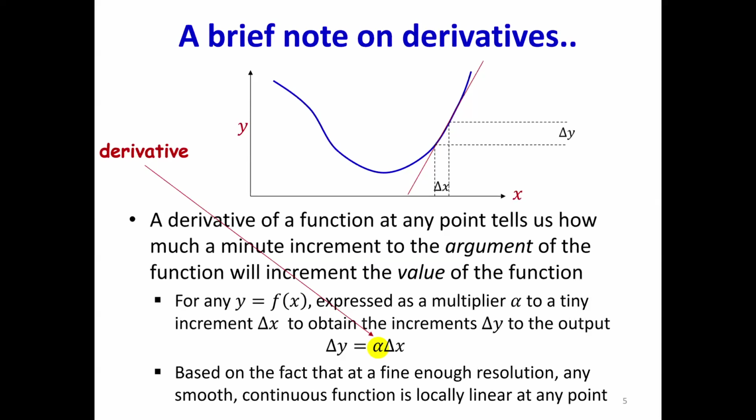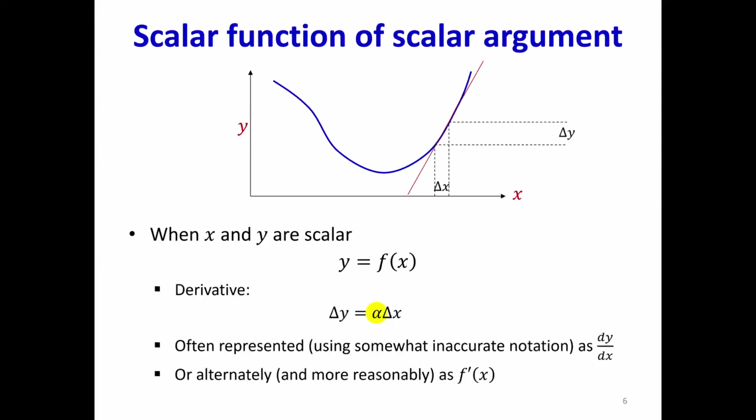Now, this is the only correct definition. This kind of applies globally. But if you have a function where y is a scalar and x is a scalar, then we can write it like so. Alpha is going to be a scalar, because if x and y are both scalars, delta y and delta x are also scalars. You can divide a scalar by a scalar. And so we like to write the derivative as dy over dx. But a more reasonable representation is f prime of x.